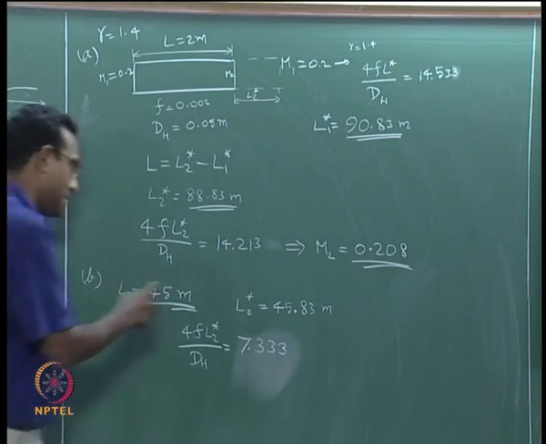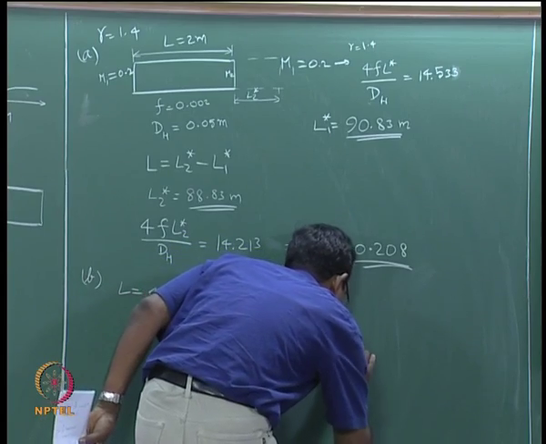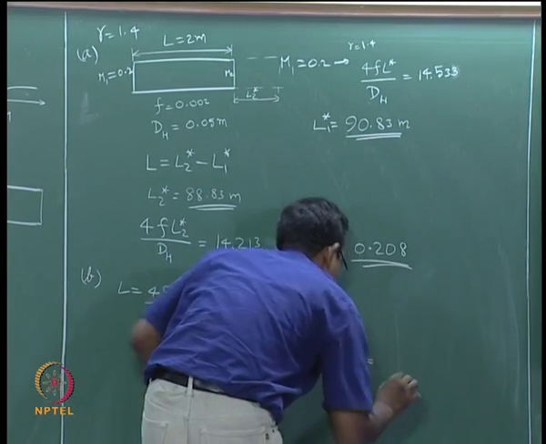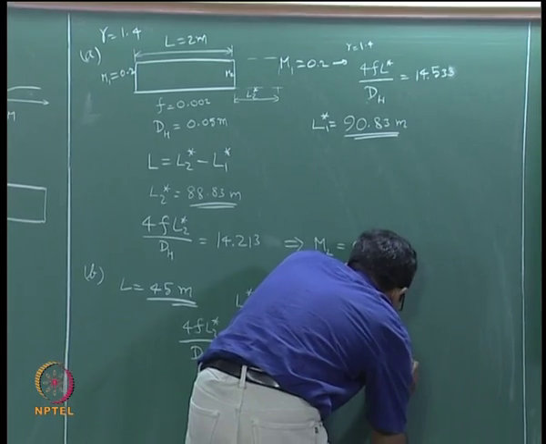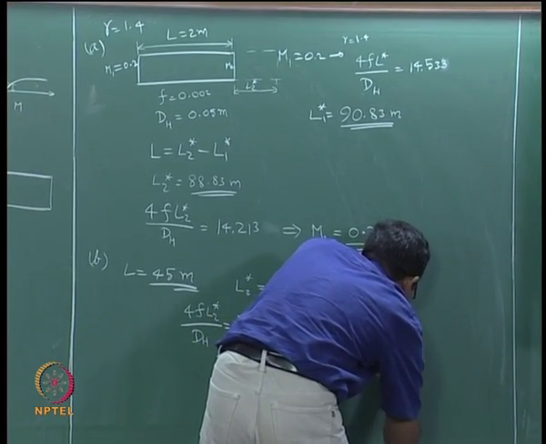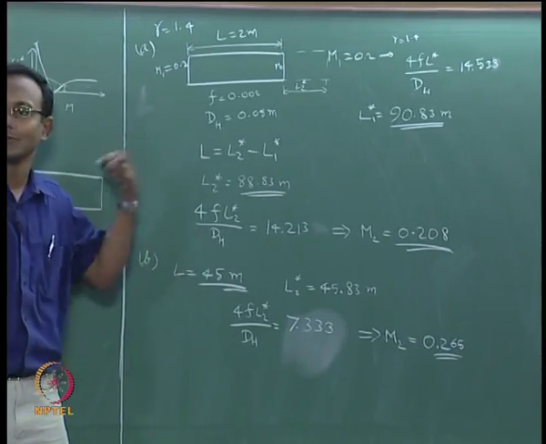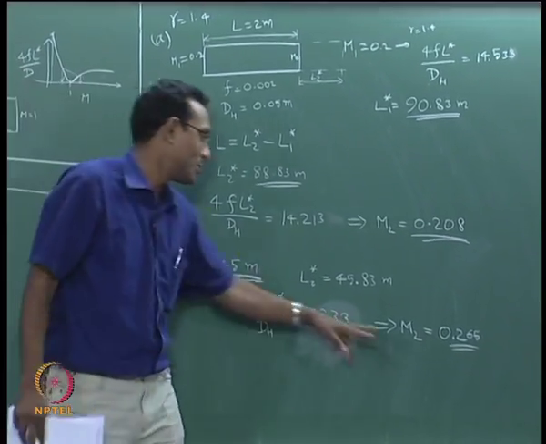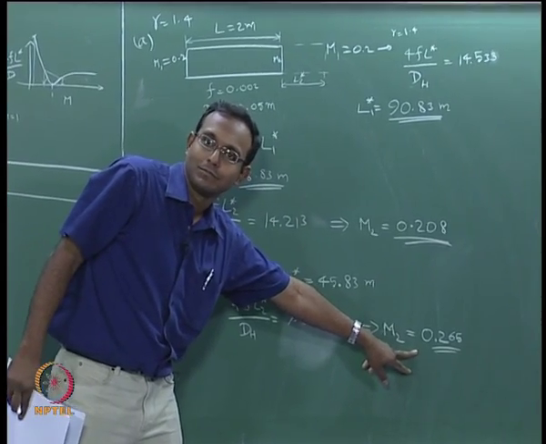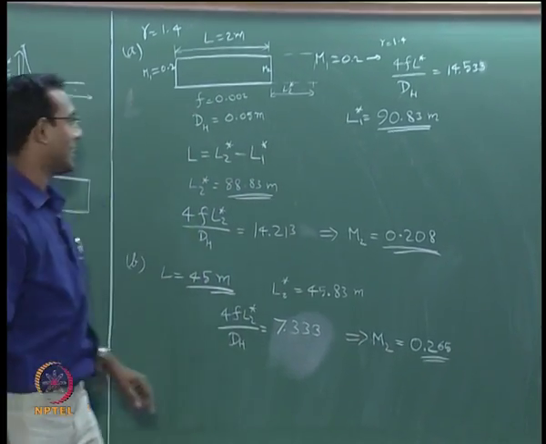Okay. And this gives me a Mach number of 0.265. You still find that even if I go halfway through to L star, it has not gone too much away from Mach 0.2. Okay. This is the idea of this particular curve.